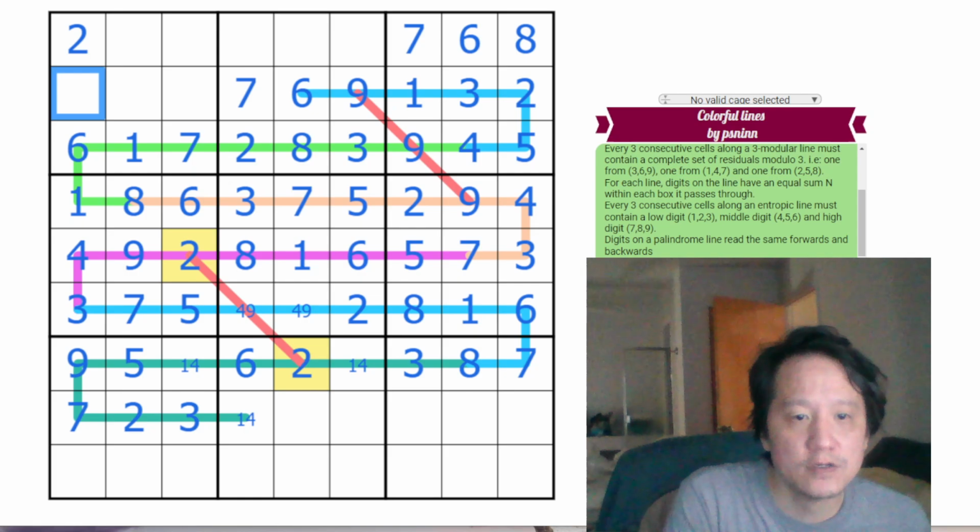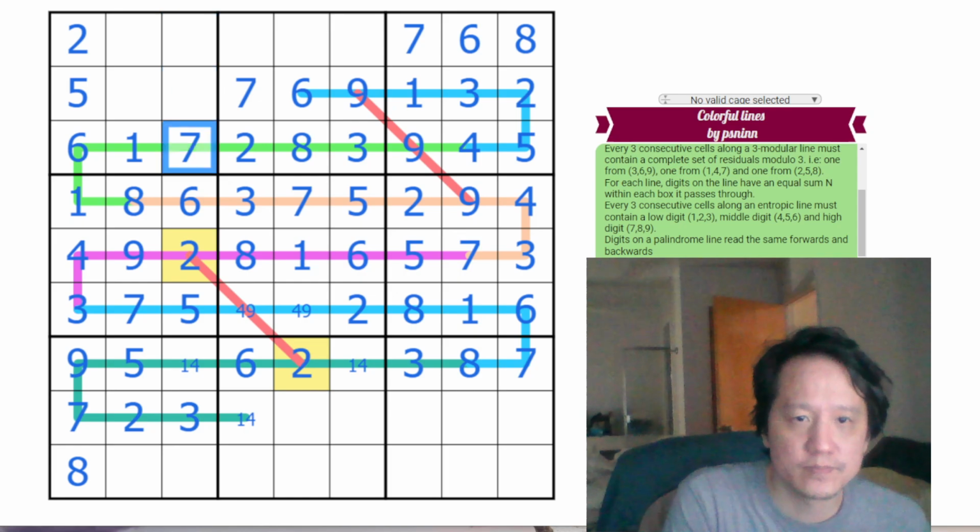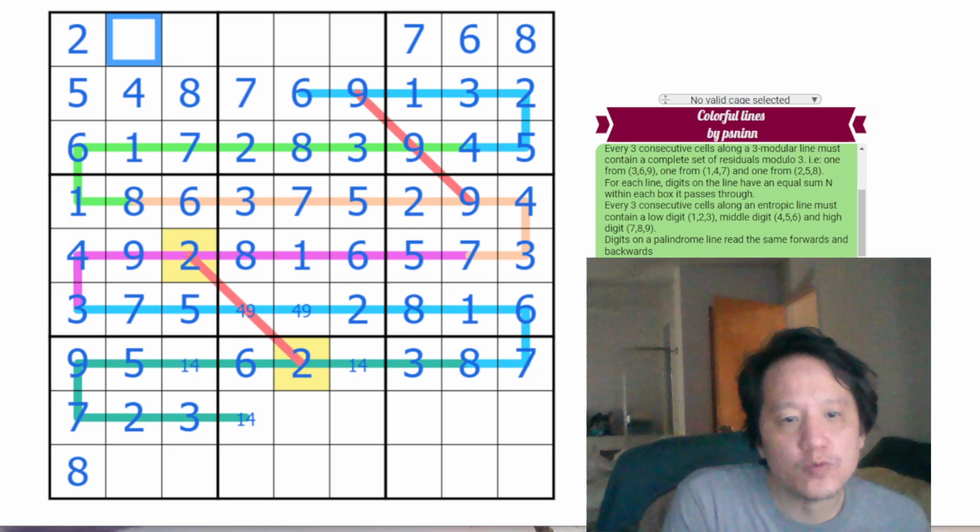Okay, so we have 2. What can 8 be? 1, 4, 8. So this is, no, 5 and 8. So this is 5. This is 8. This has to be 8. This is 4. We have 3 and 6, so that's 3, that's 6. This is 1, 4, that's 9.